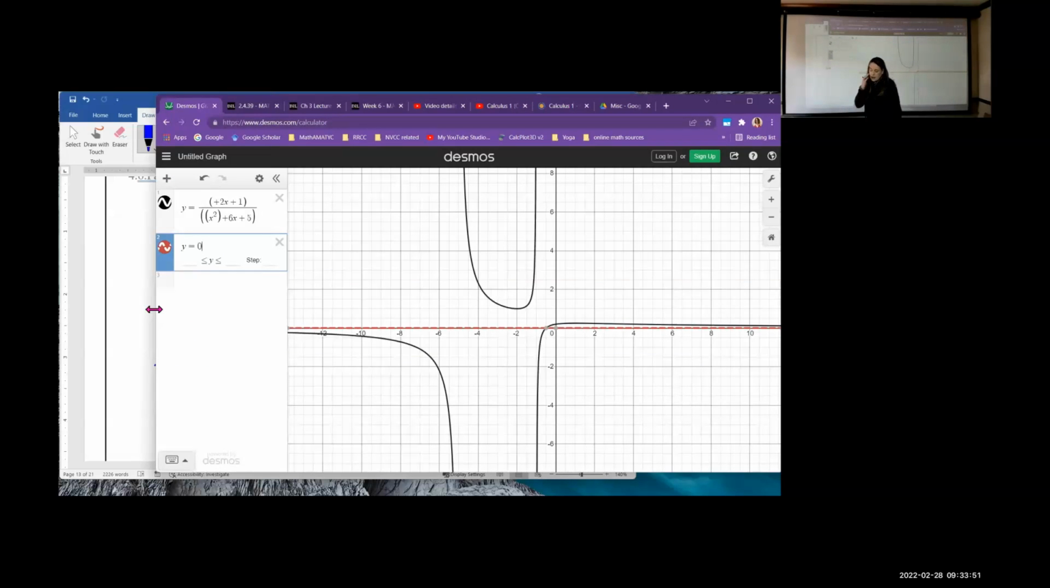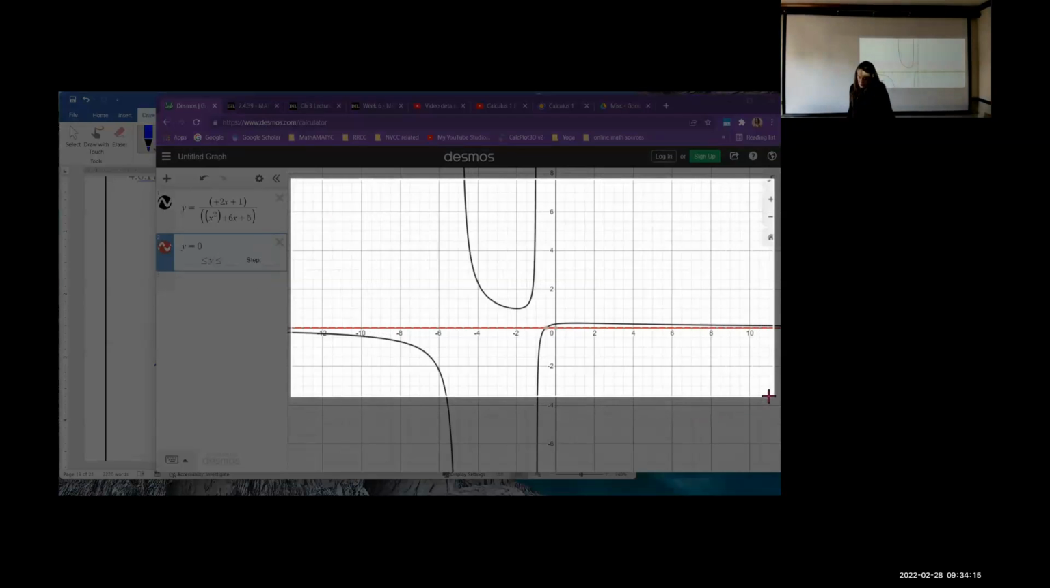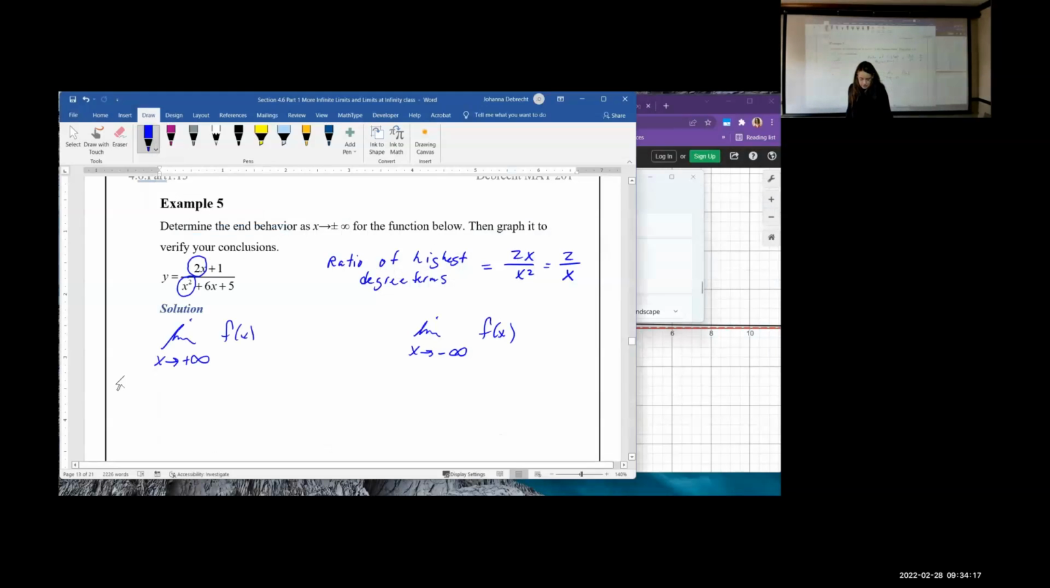So you can see the behavior of this one, and it is also doing a very similar thing to the last one. It's approaching the x-axis from above to the right, and it's approaching the x-axis from below to the left, but it is going to approach the x-axis. And the reason is it's bottom heavy. And because it's bottom heavy, that means that it's going to tend to go to 0.